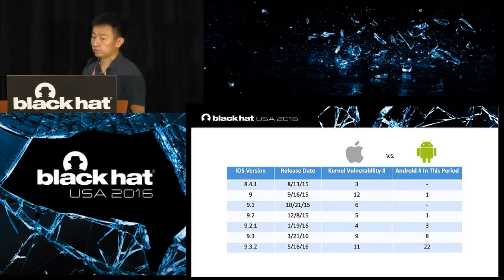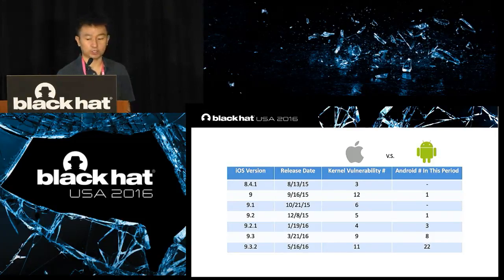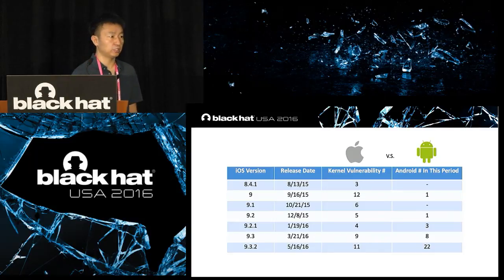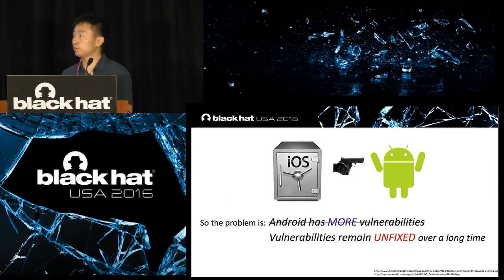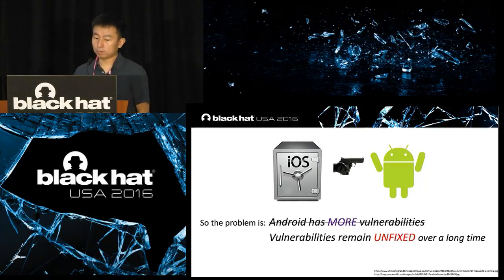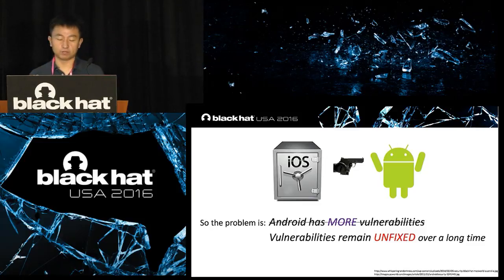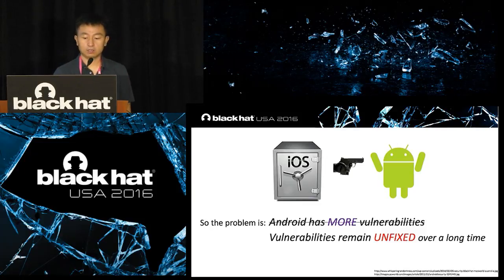This is a graph of the stats of iOS vulnerabilities and Android. As you can see, most of the time, iOS has more kernel vulnerabilities than Android. But people still think Android is not better than iOS. What's the issue? The problem is not that Android has more vulnerabilities than iOS, but that Android vulnerabilities remain unfixed over a much longer time than iOS.